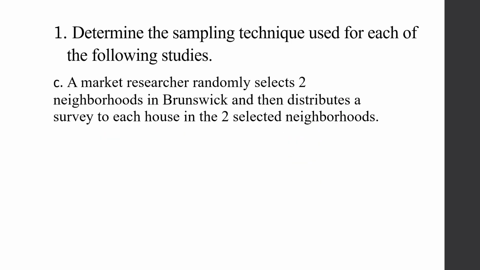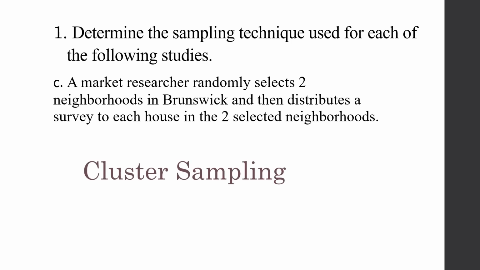Next, we have a market researcher randomly selects 2 neighborhoods in Brunswick and then distributes a survey to each house in the 2 selected neighborhoods. We've got much more than 2 neighborhoods in Brunswick, right? So a market researcher has randomly selected two of those neighborhoods and then surveyed every house in those neighborhoods. What type of sampling method would that be? Cluster sampling. That's where you are randomly selecting a couple of subgroups, but then you're surveying everyone in those subgroups.